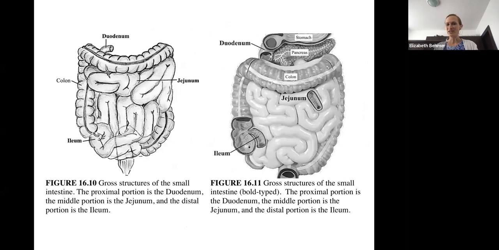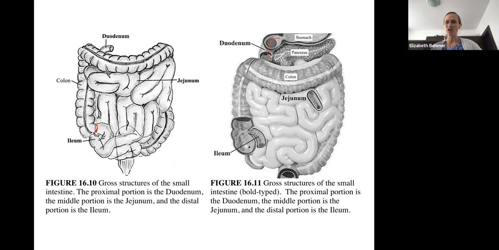Here we have the large intestine, or I guess we're still in the small intestine, the jejunum and ileum, and then we'll connect the ileum to the colon at that ileocecal valve junction. The colon is another word for the large intestine. So if someone with colon cancer has cancer of the colon or large intestine, you can start to see how everything kind of connects together.